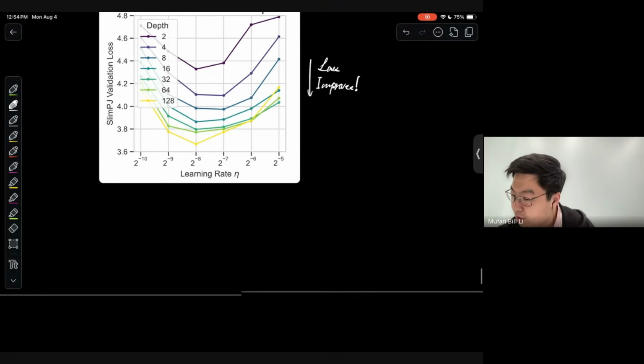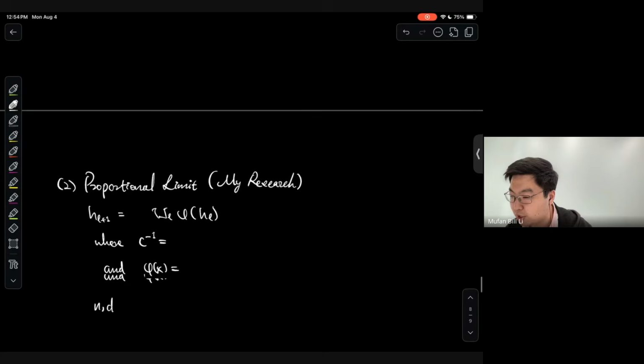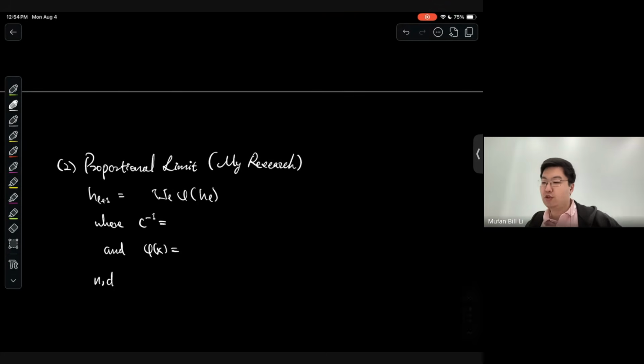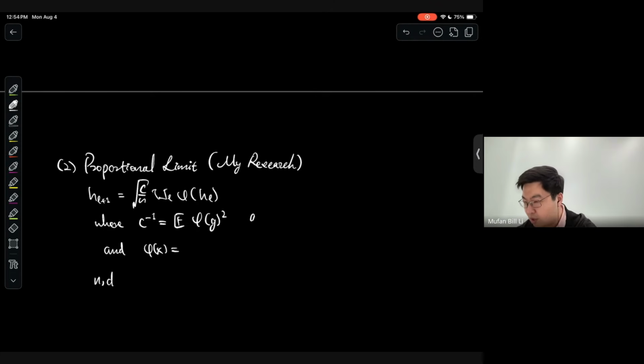The other direction I want to highlight is also my research direction, something called the proportional limit. This limit doesn't have to use any skip connections. The scaling here in front uses a constant c as well as the square root of width. You don't have to worry about this too much, except that basically it normalizes the activation function scale.